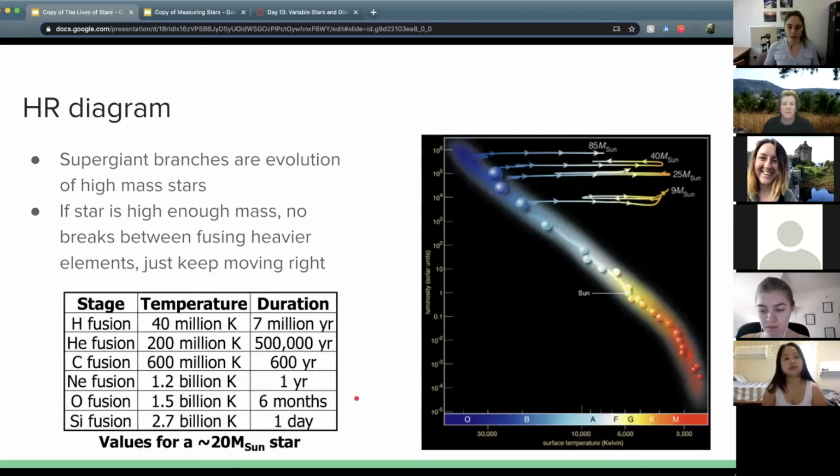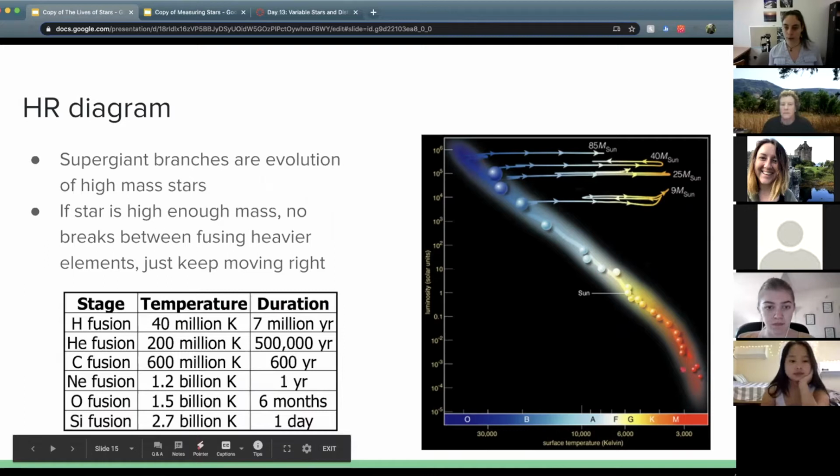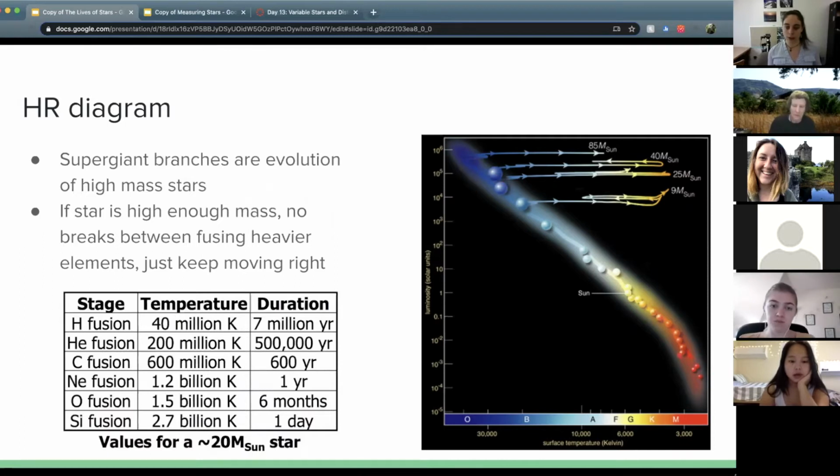Just to show what this looks like on our HR diagram: we had the main sequence, which is where most of our stars are going to be, and that's where stars spend most of their lives, burning hydrogen into helium. As they evolve and run out of hydrogen to fuse into helium, they will evolve off the main sequence, expanding to become giants, supergiants, or red giants, depending on what kind of star they are. And they'll move back and forth across the supergiant branch as they change what elements are being fused in their core.